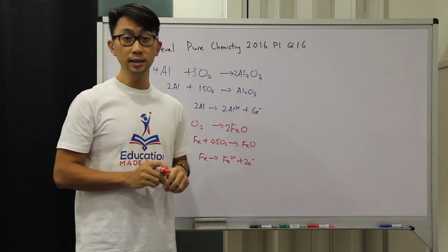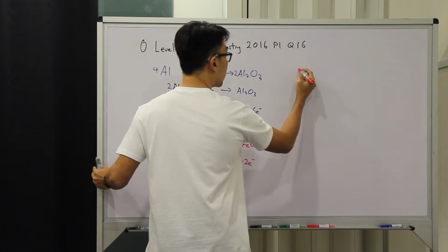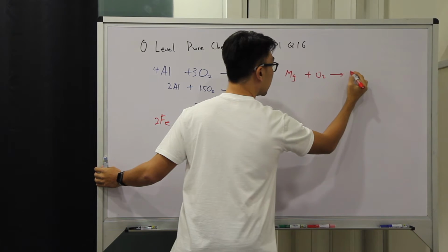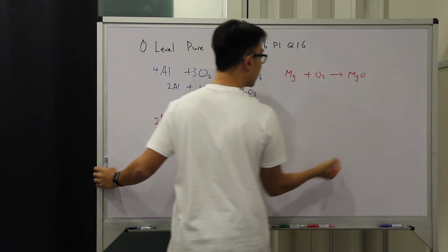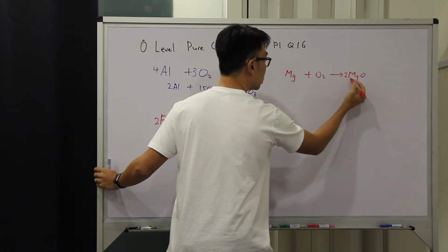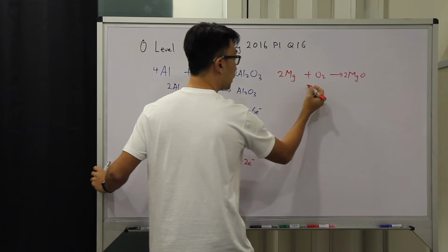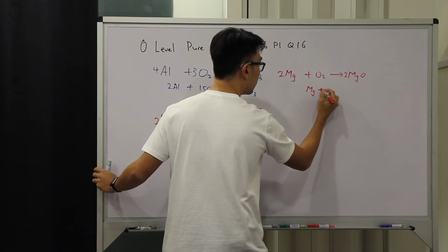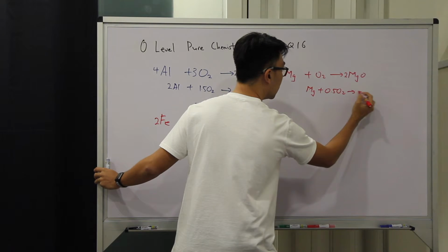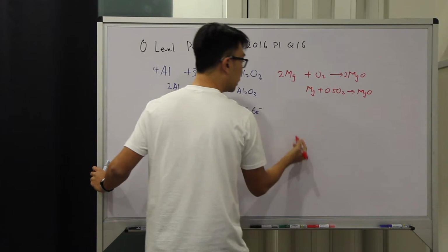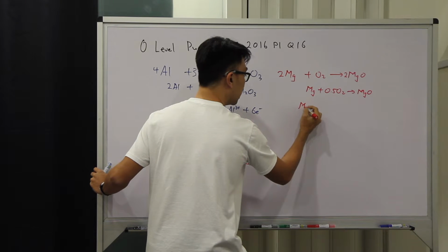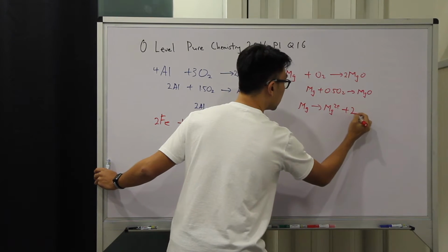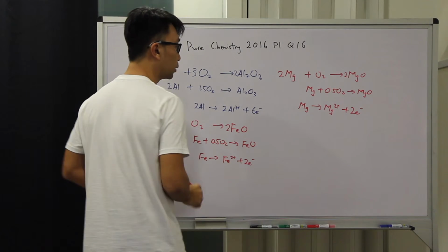Let's look at option C, magnesium oxide. That will be magnesium reacting with oxygen, giving us magnesium oxide, and that will need a 2 here and a 2 here. So if we scale it down to 1 mole of metallic oxide, that will be Mg plus half an O2, giving us MgO. So the transfer of electrons will be Mg becoming Mg2+ plus 2 electrons. So this is also 2 electrons.